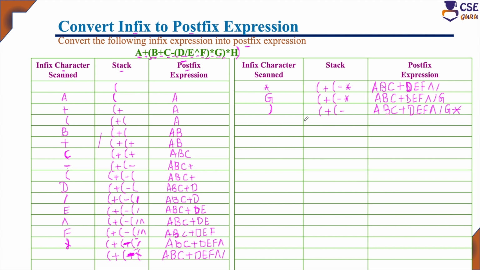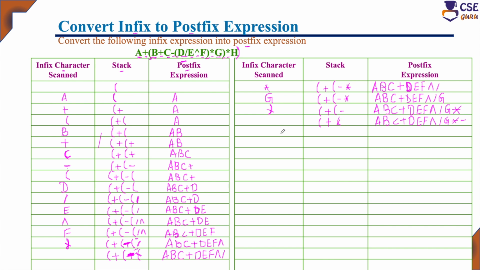Still you have not encountered the first open parenthesis for this corresponding closed parenthesis. Now minus operator is also there. So you have to pop this minus operator and place it into the postfix expression. So here the postfix expression will be A, B, C plus D, E, F exponent division G star and then this minus also you have to place in the postfix expression. Now the stack content will be open parenthesis plus and then open parenthesis will be there. This closed parenthesis and its corresponding open parenthesis you have to cancel.